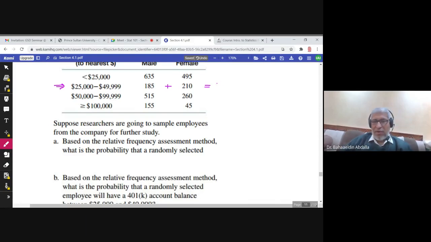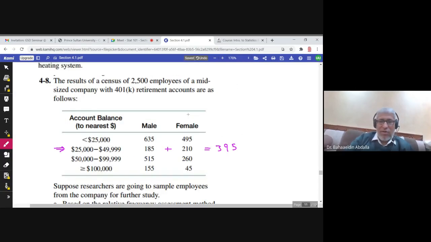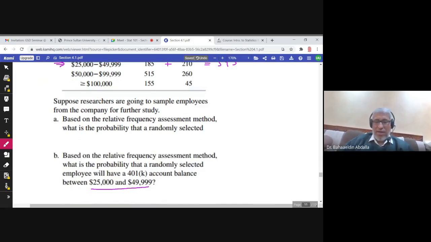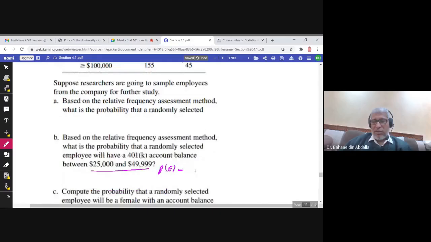And we also need to find the total. Did he mention? Yeah, he said 2,500. So if you add all of these numbers, you should get 2,500. So the probability of this event would be 395 over 2,500, which is the total number of employees.